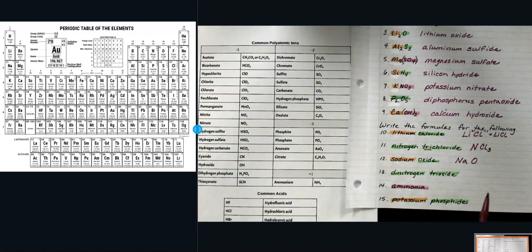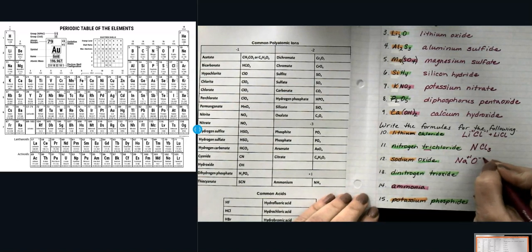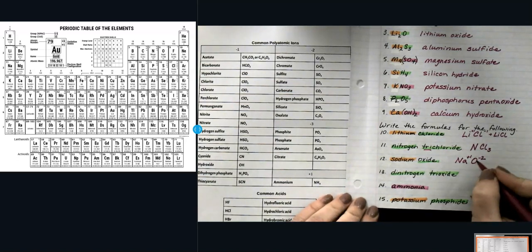Sodium, Na, and oxide is O. Because it's ionic, it's not balanced. So sodium is a +1 and oxygen is a -2. You cross those and it becomes Na2O.